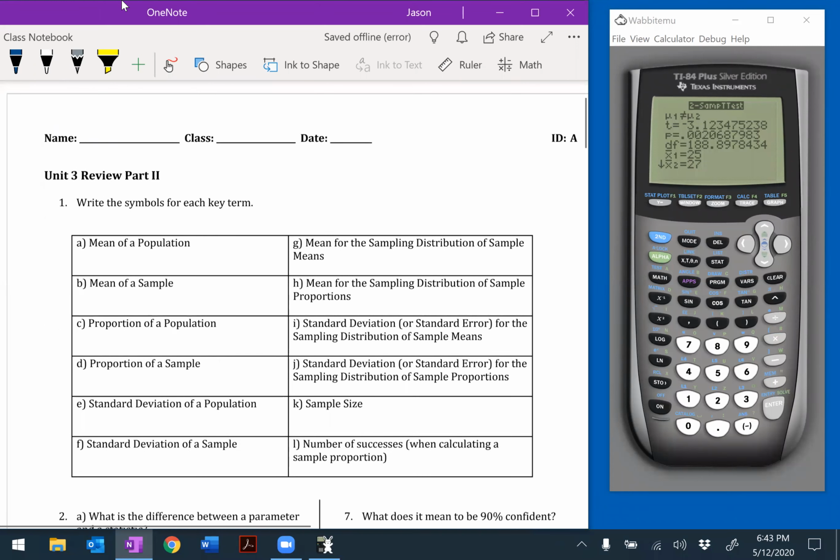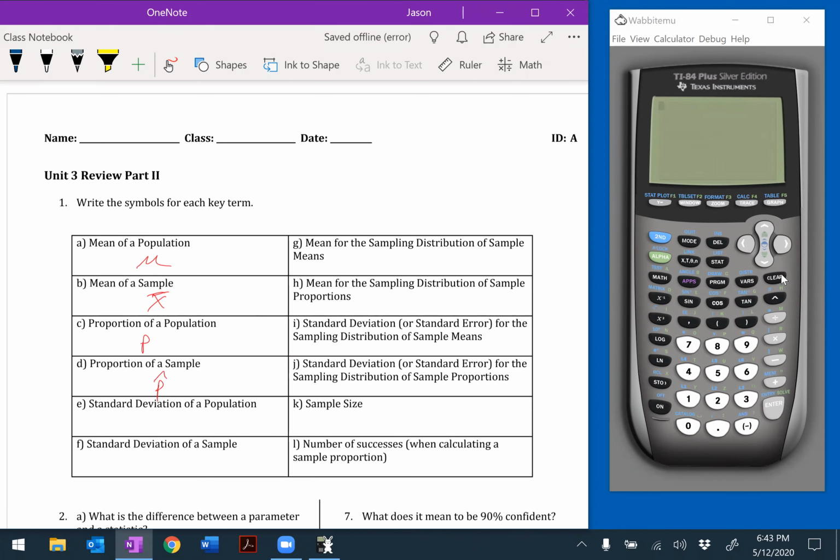Write the symbols for each term. The mean of the population, what's the population mean? That's mu. The mean of a sample? That's x bar. What's the population proportion? That's p, not to be confused with the p-value. What's the sample proportion? That's p hat.